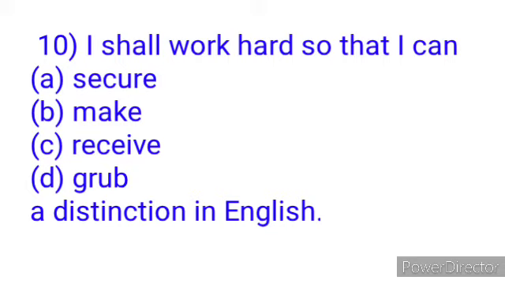And option D, grab. The word grab means to look for something by digging, or by searching under something, like searching for something under a seat. One can say that you are grubbing for maybe your pen under the seat. So this doesn't really have any bearing with making a score in an exam. So like I already said, the correct answer is option B, make. I shall work hard so that I can make a distinction in English.